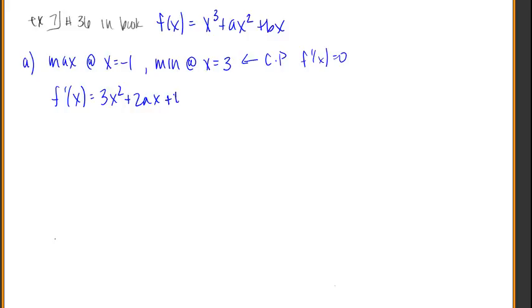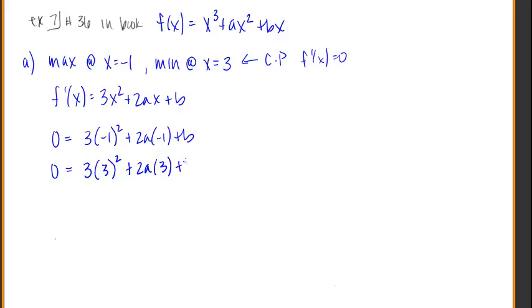So from there, if I set it equal to 0, I'm going to plug in the values individually. The first time I'm going to plug in -1. So I have 3 times -1 squared plus 2a times -1 plus b. And the second time, I'm going to plug in my other one, my 3. So 3 times 3 squared plus 2a times 3 plus b.